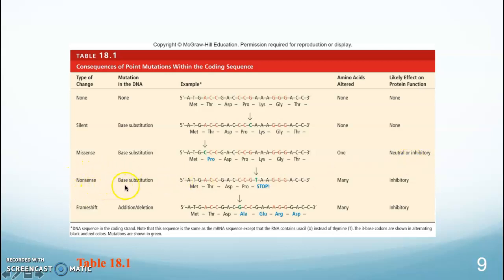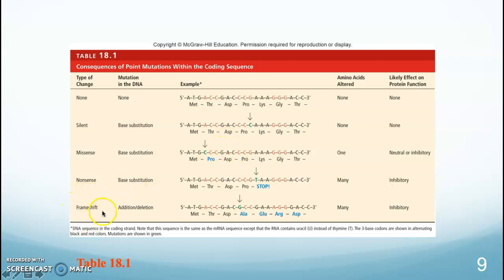The next one is a nonsense. Remember, nonsense is where we have a base substitution that changes an amino acid to a stop. And this stop codon means that anything after this will not be translated. If that happens, we would imagine that there are many amino acids that are altered, right? Anything downstream from this. And in most cases, we would imagine that this would be inhibitory. This shortened polypeptide means the protein is not fully formed.